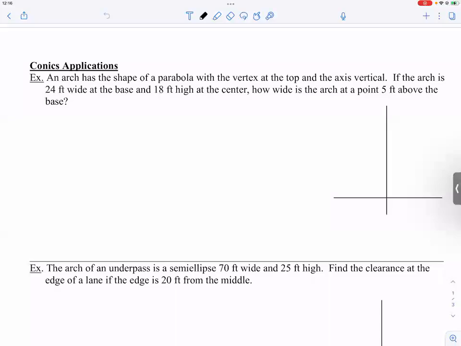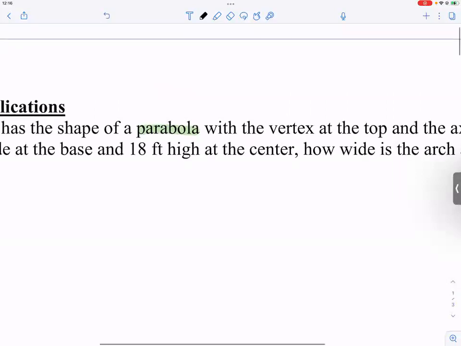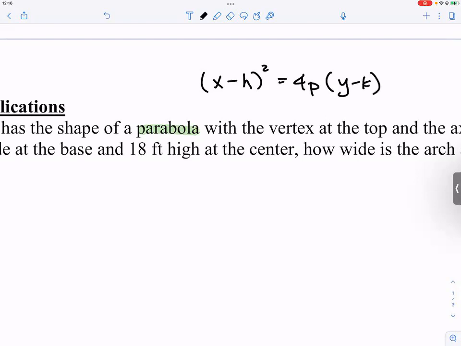Now, just a quick review of the parabola, because the first question, we are going to look at a parabola. We have a vertical parabola and horizontal parabola. Just to review the standard form of parabolas. Okay, so this is a vertical.